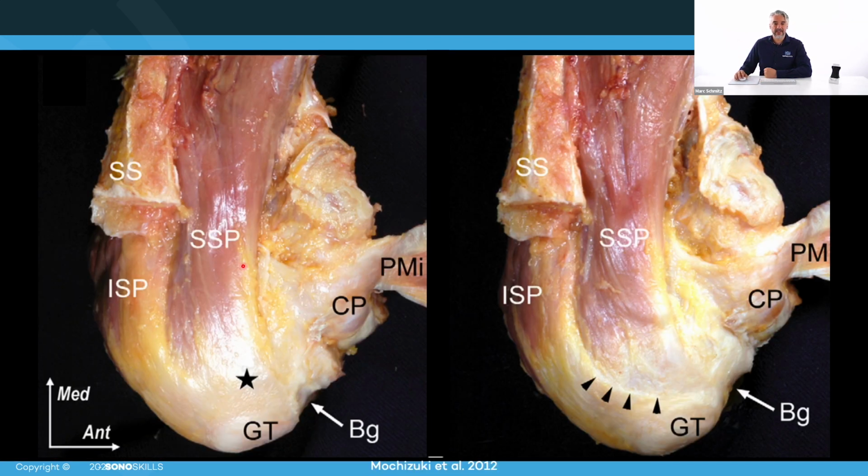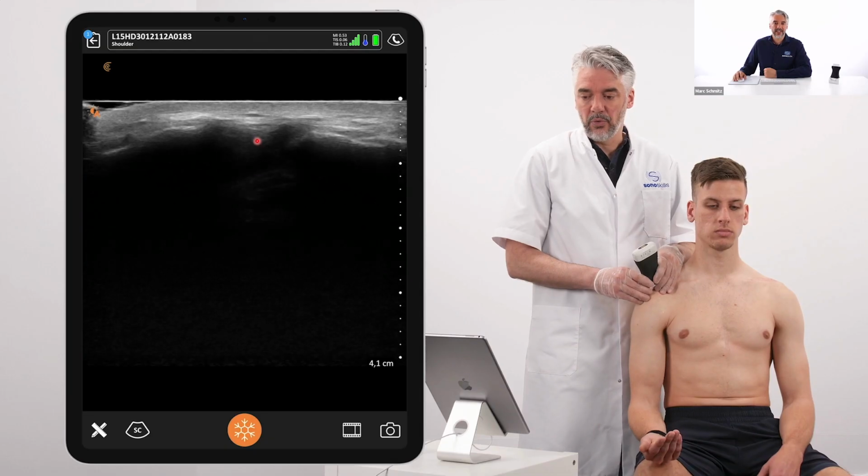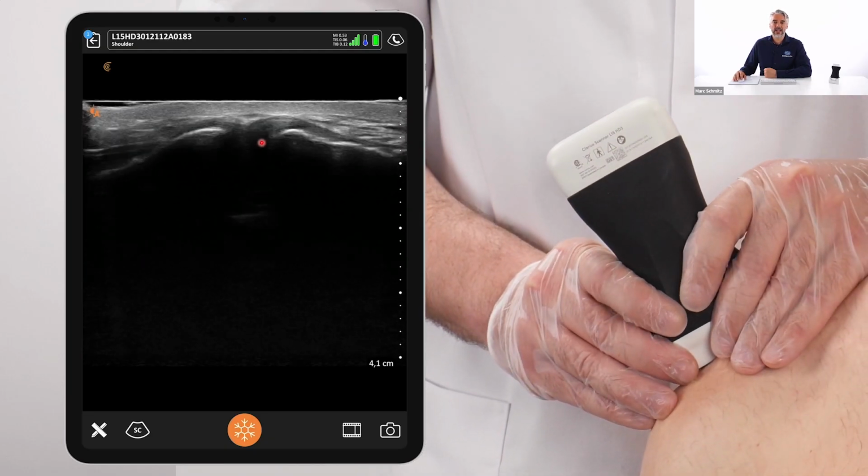And please mind that the infraspinatus really flows also anteriorly and superiorly to the greater tubercle, blending together with the fibers of the supraspinatus. So that is also in many cases a pitfall, where people think they're on the supraspinatus, but in fact they're scanning the infraspinatus. So scanning the AC joint, we can see the width of the AC joint.